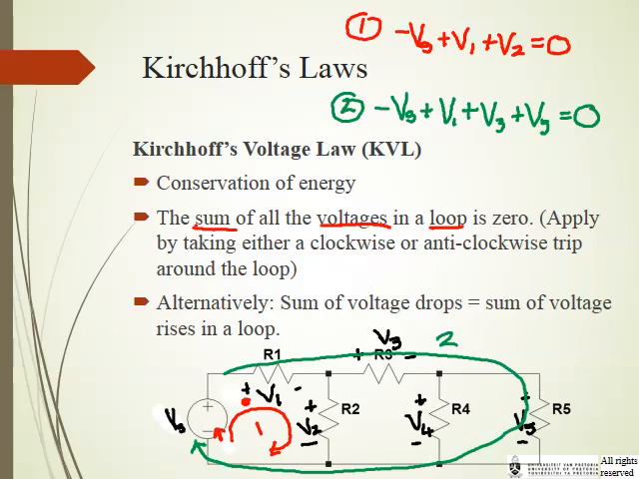Alternatively, as you can see here at the bottom, the sum of the voltage drops must equal the sum of the voltage rises in a loop. So in this case, we had a voltage rise, and these were all voltage drops. Vs was a voltage rise, these are voltage drops. So that's Kirchhoff's voltage law, but we'll do a couple of examples later on in the example section.